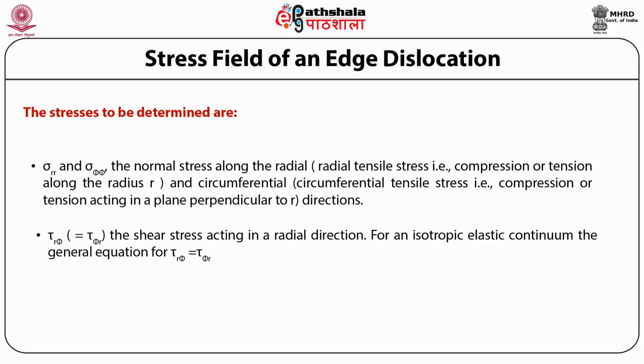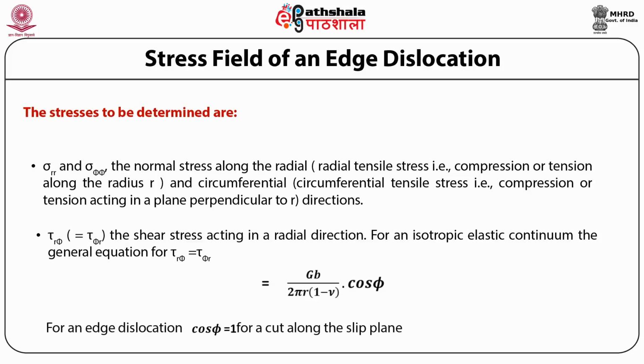For an isotropic elastic continuum, the general equation for tau r phi equal to tau phi r is equal to G b upon 2 pi r into 1 minus nu cos phi. For an edge dislocation, cos phi is equal to 1 for a cut along the slip plane.